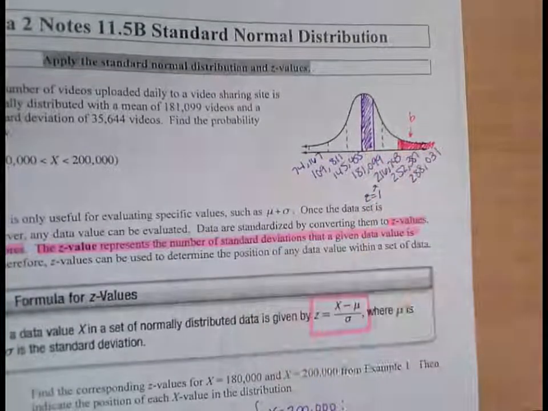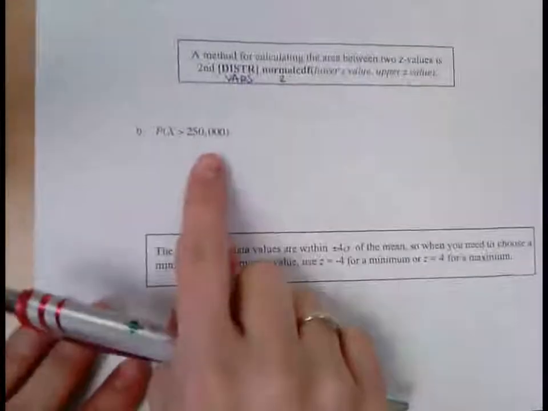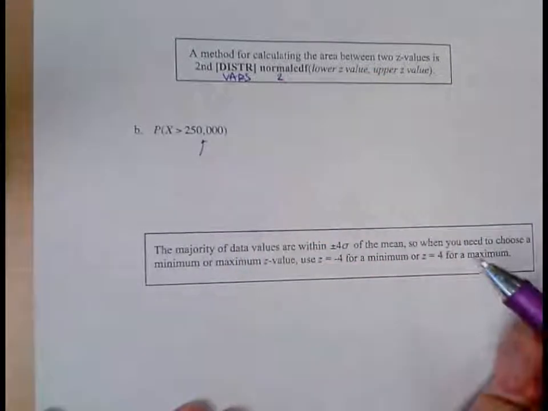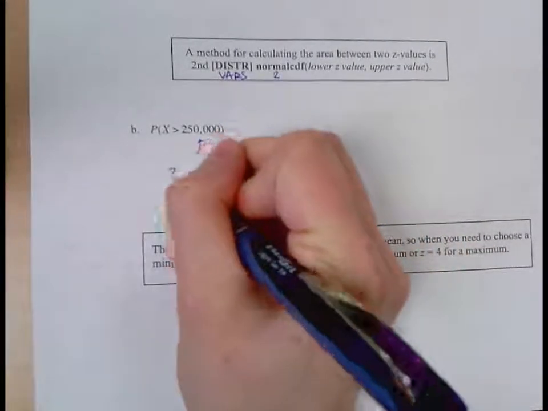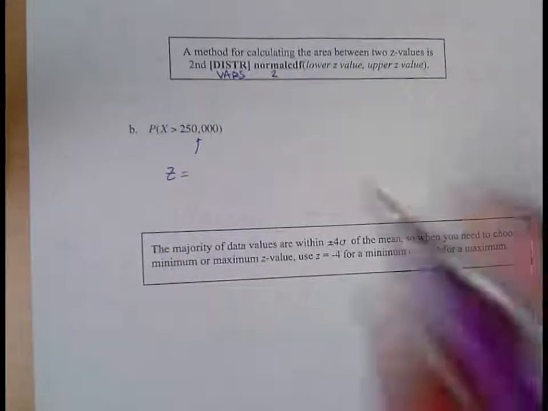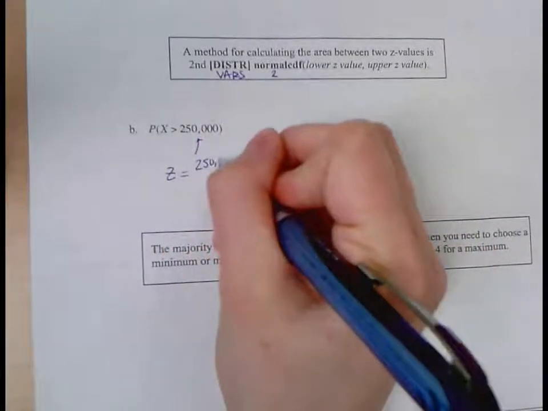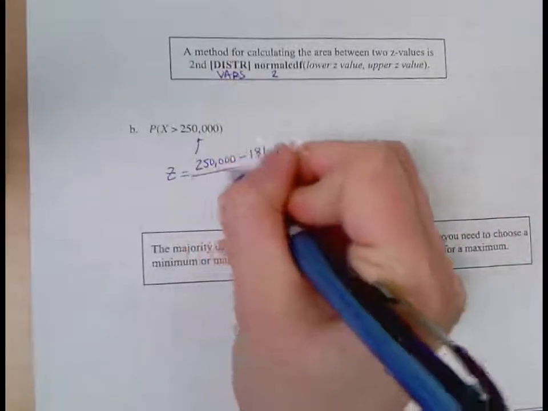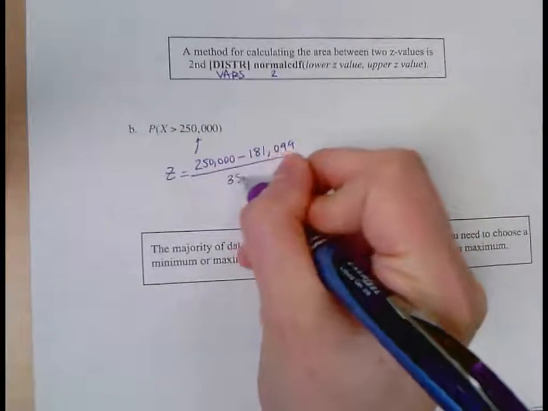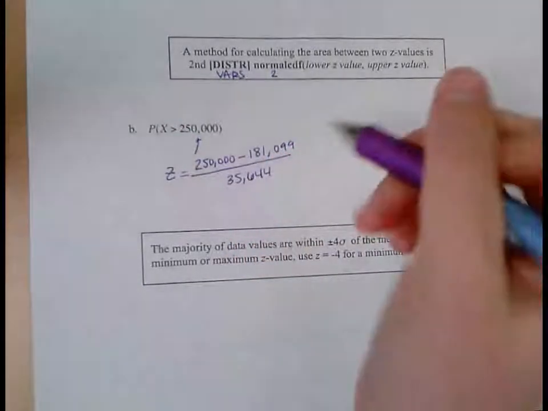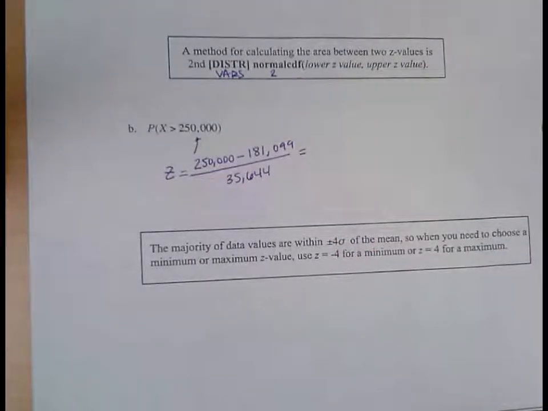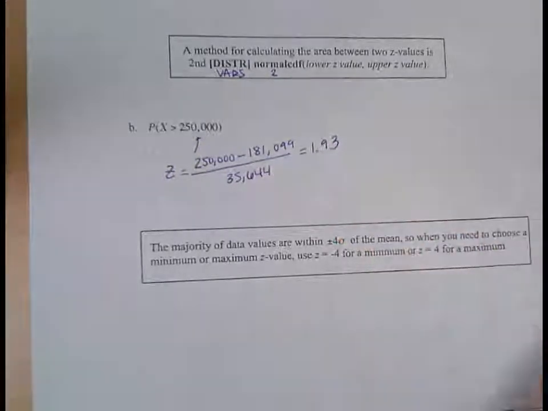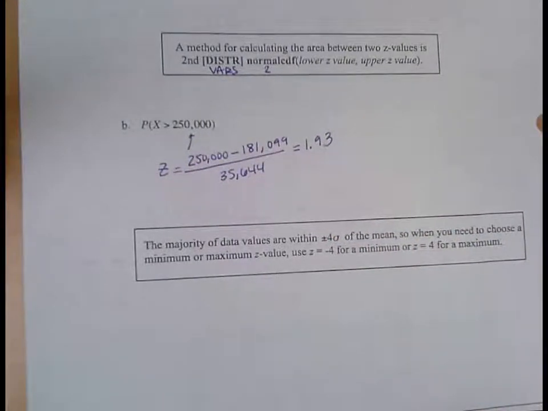So for part B, this is what we're finding. So since 250 is not exactly 1, 2, or 3 standard deviations away, I need to find this z value. So to find the z value, again, the formula is on the front of your sheet. It's your x value, which is 250,000, minus your mean of 181,099, all divided by your standard deviation of 35,644. Just to save us some time here, you can calculate this, but this comes out to be approximately 1.93. So that is the z value.